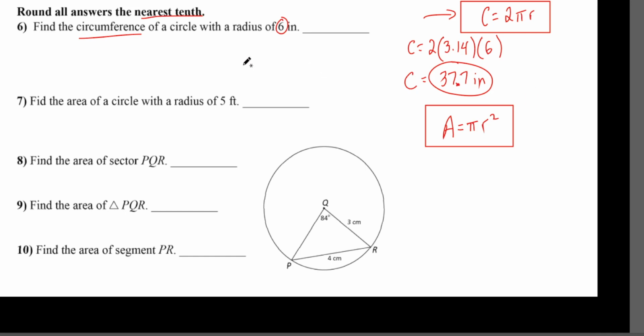Let's plug it in. It's almost as easy as number 6. So area is pi r squared. So what is pi? 3.14 times the radius. What's the radius on this problem? Oh, find the area. I never saw that. Did you notice that?